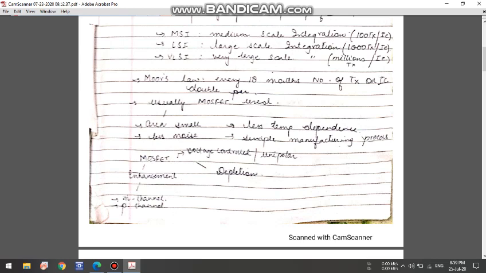So MOSFET, as we say, is a voltage controlled device, and it is unipolar, voltage controlled because the application of gate source voltage and drain source voltage basically affects the operation of the MOSFET.